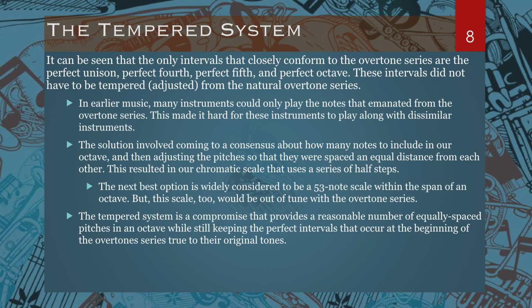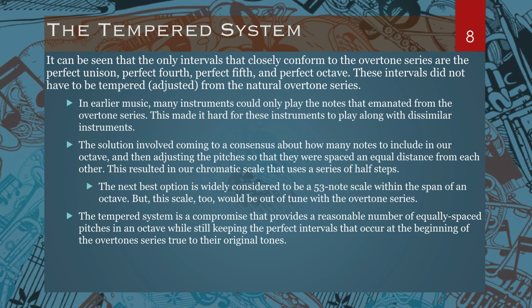In earlier music, many instruments could only play the notes that emanated from the overtone series. This made it hard for these instruments to play along with dissimilar instruments. So the solution was to temper the system so we could have large orchestra forces that were able to play really complex music with very strong and resonant chords.